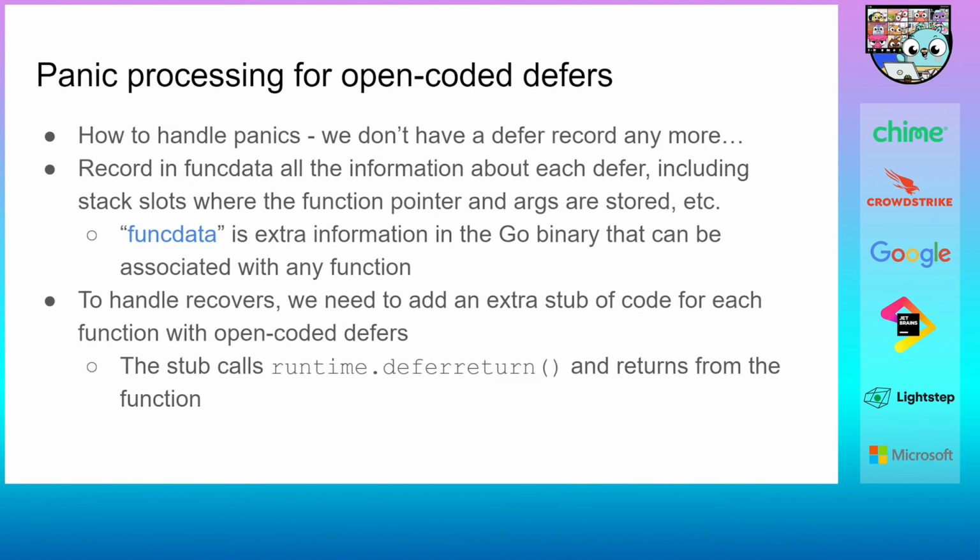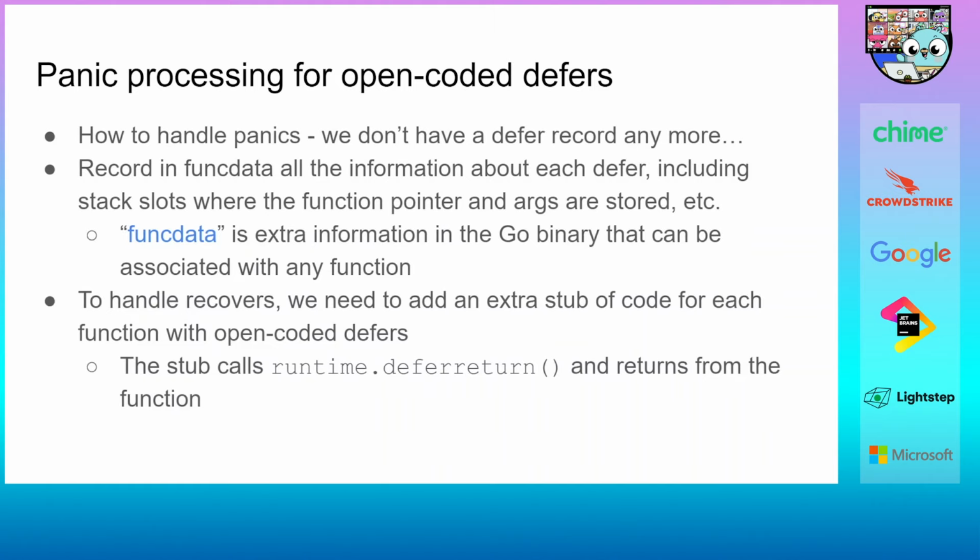The code generation changes for open-coded defers are fairly simple, and the resulting code is very efficient. But the trade-off is that panic processing becomes somewhat more complex because we haven't created any defer records. The set of active defers is encoded in relevant stack slots. So for open-coded defers, we need to make information available to the runtime about which functions use open-coded defers, and for these functions, where the information about the defers are stored in the stack frame.